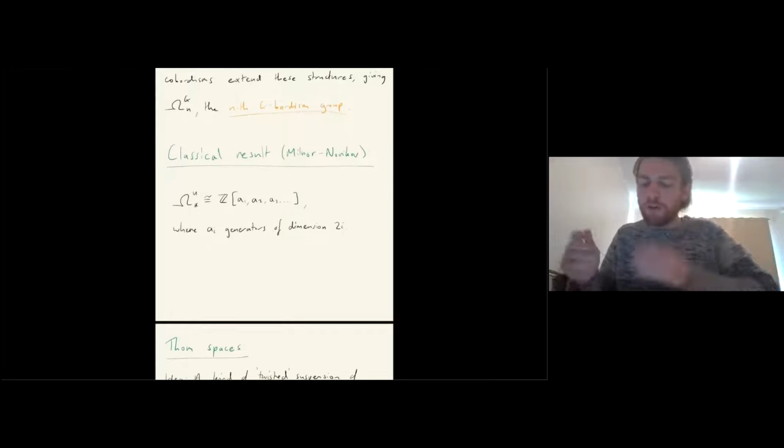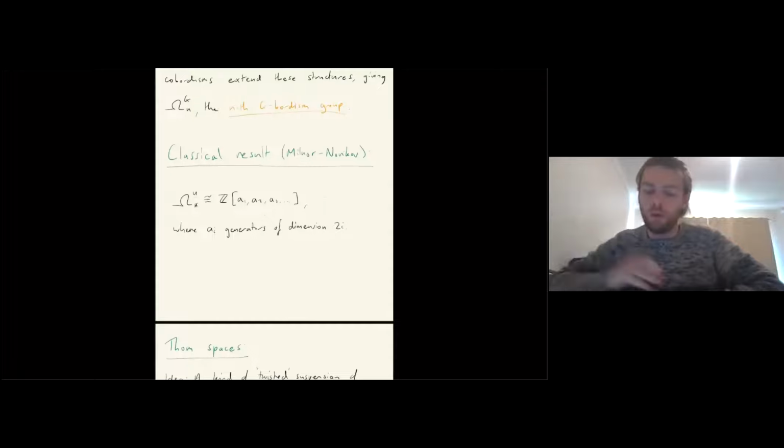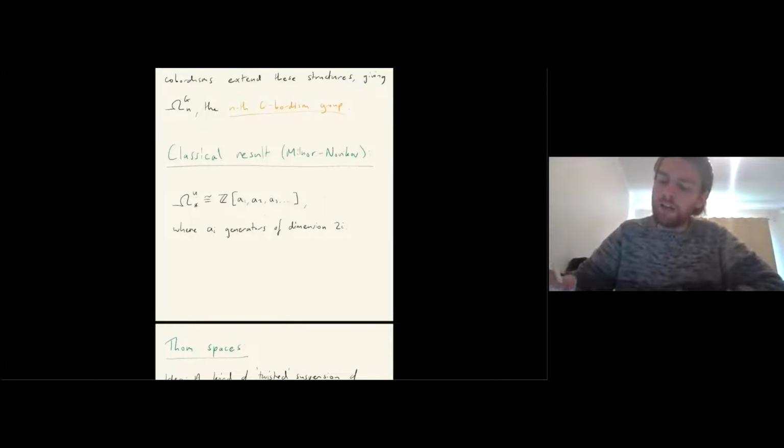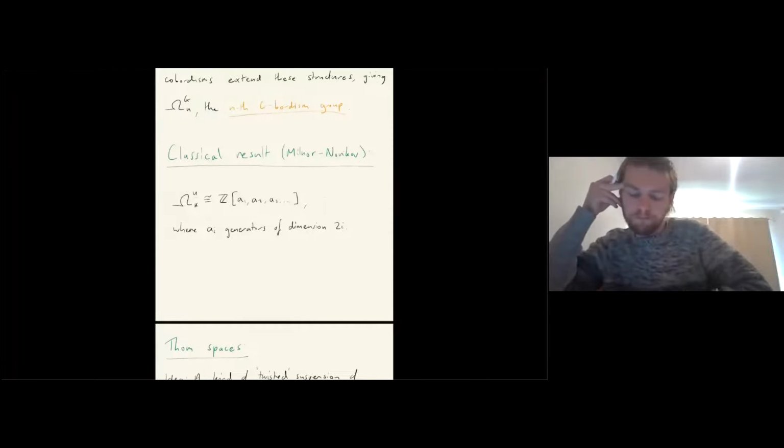And so for a lot of these groups I had before, the SO and U and these Lie groups, there are some classical results about computing these bordism groups. I guess in this case, I've written it as a ring. It turns out that it also has a ring structure. You just take the product of two manifolds and you get a ring structure on bordism.